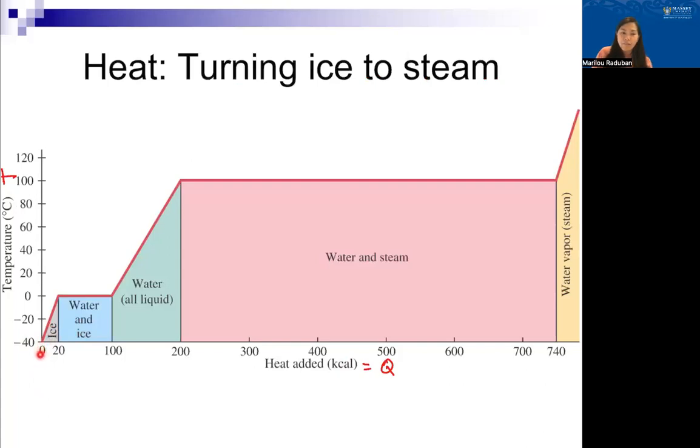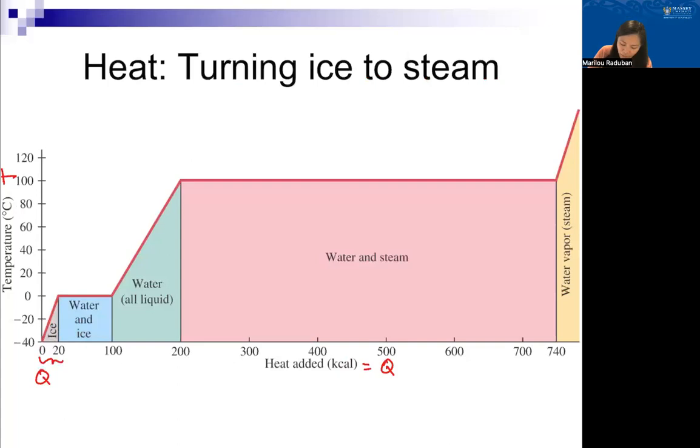Sometimes if you take ice out of the freezer and leave it on the counter, it will take some time for that ice to melt, right? So the heat that you add to the ice will actually go into raising the temperature of that ice until 0 degrees Celsius. Notice here, heat added is about 20 kilocalories.